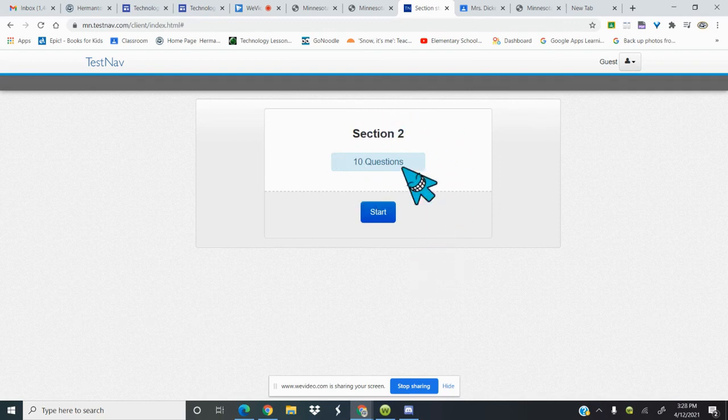And then you can practice section 2 and 3, just 10 and 15 questions. So it's good practice just to navigate yourself around the test and check it out. So I'll provide that link to Mrs. Dickey so she can, or on Seesaw if you're a distance kid, so you can practice that practice test.